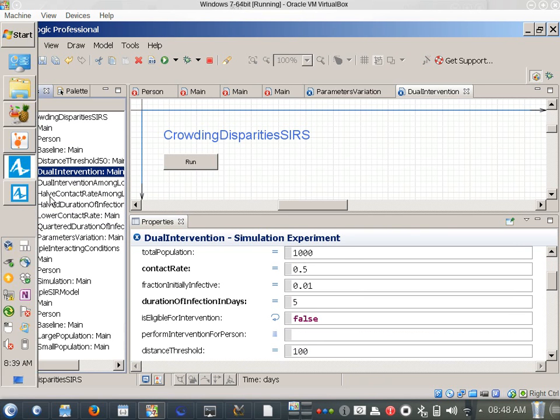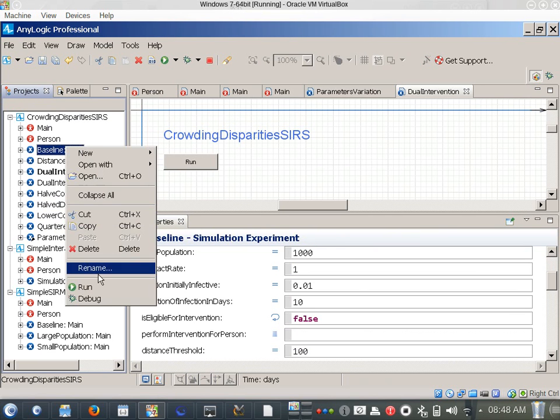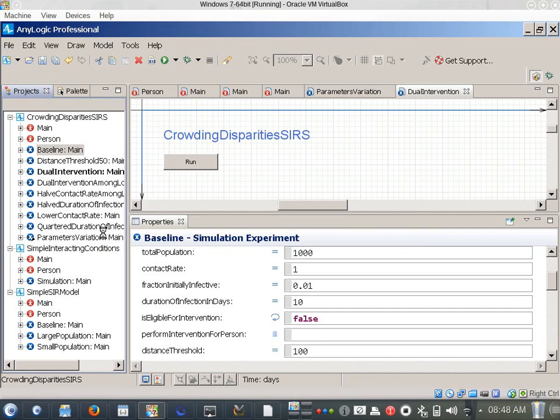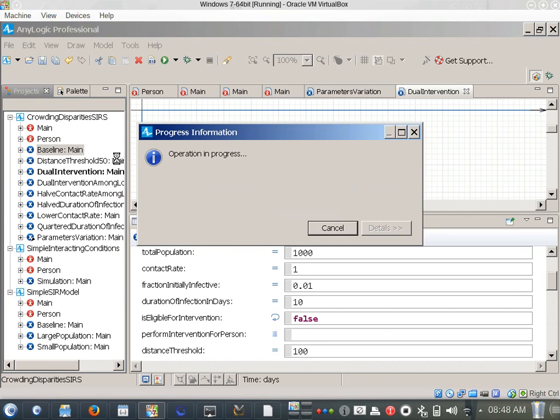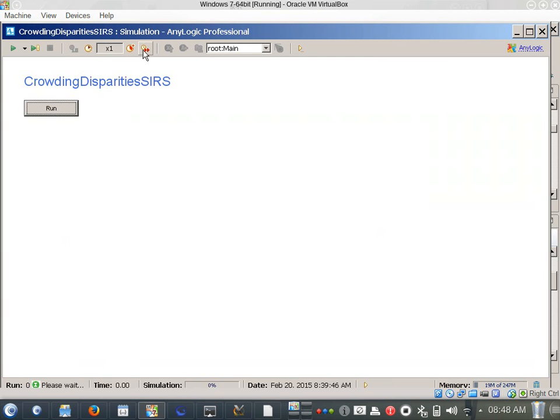Okay, so then my little challenge for you was, okay, that's great. We did that. Does anyone remember what happened when we did that dual intervention? How was that different from the baseline? Does anyone remember? The infection died out. Yeah, so I'm going to run the baseline here, and we're going to see what happened.